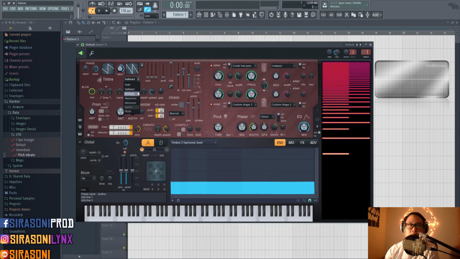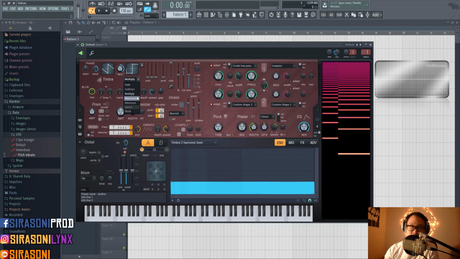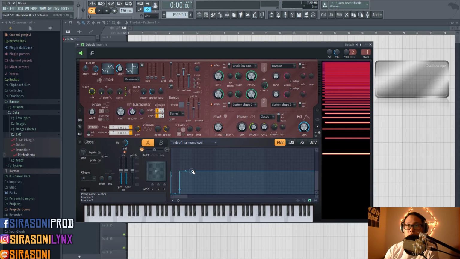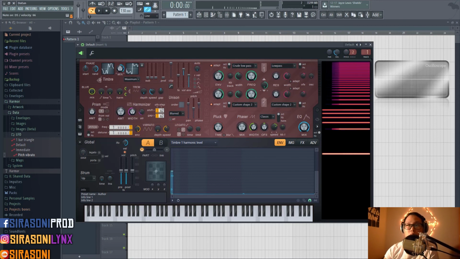Multiply is sort of like add, but it multiplies. So it reinforces what Timbre 1 and Timbre 2 have together. If you guys mess around with it more under the hood, you will realize that that is what's happening. Okay. Maximum takes the maximum values of each of the harmonics and plays them. So let's go to Timbre 1. Let's just set this to something random. So the maximum of this is this kind of wave right now.